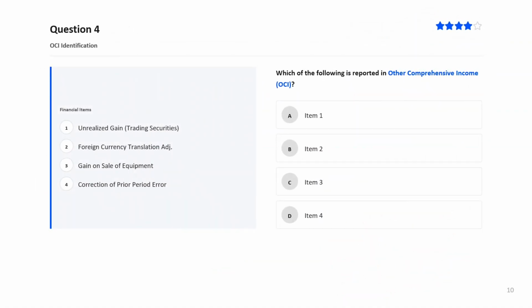Right now, we are looking at the components of other comprehensive income, or OCI. Remember, OCI captures gains and losses that bypass the income statement, but they are still part of the comprehensive income. What are the other comprehensive income items? They bypass the income statement, but they still affect the equity. We had a mnemonic here.